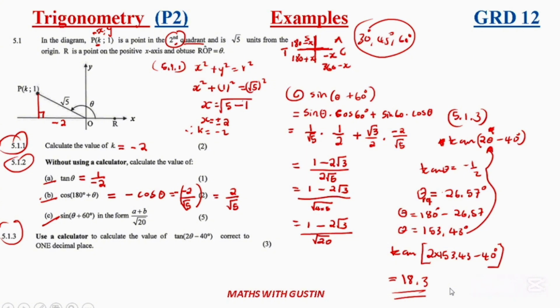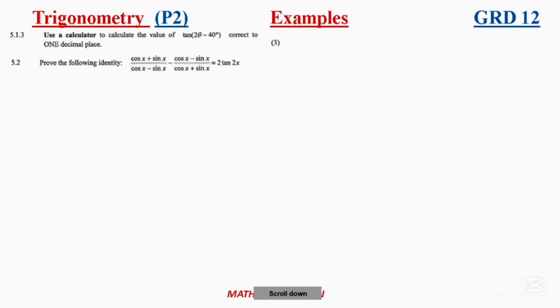Let's move on to the next question, which is an identity question. I know sometimes we struggle with identity questions. Please know that you are not alone. We are here to assist you right here at Maths with Casting. So let's go ahead and look at this one. It says: prove the following identity: (cos plus sine) all over (cos minus sine) minus (cos minus sine) all over (cos plus sine) should be equal to 2 tan 2x.